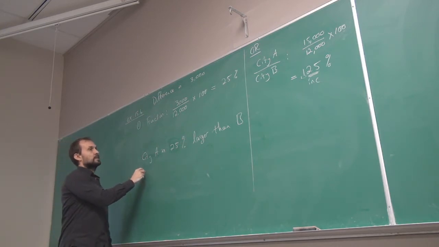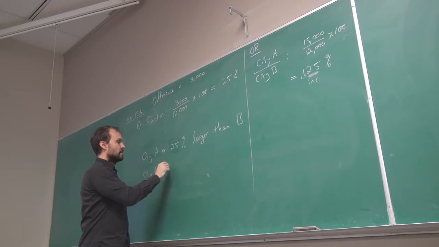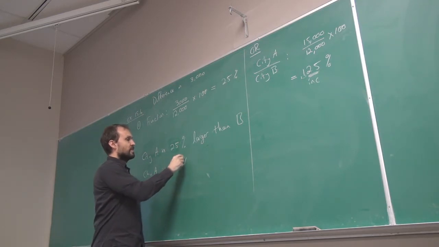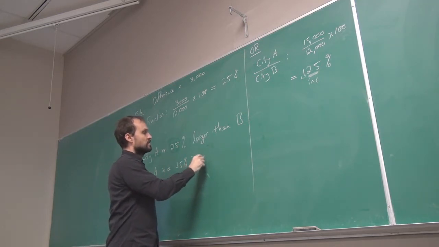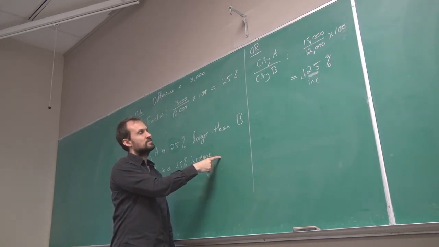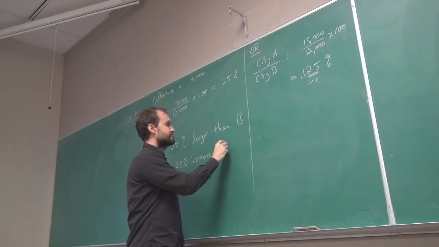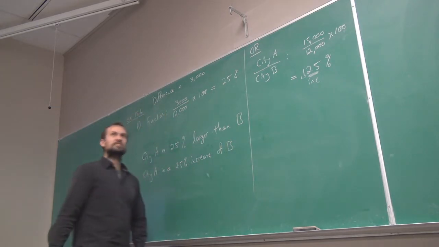We could also say, what did I say here? City A, in terms of population, is a 25% increase. What's the word here? On B? Of B? Of? I don't know. I do math for a reason. On sounds okay too.